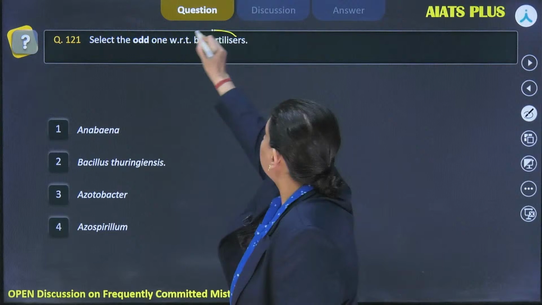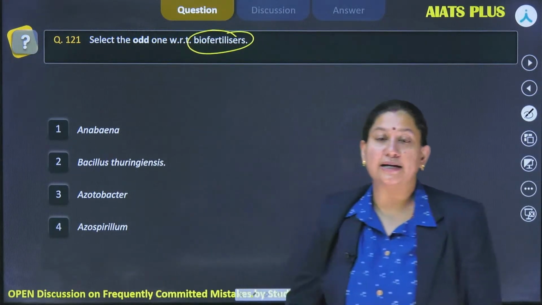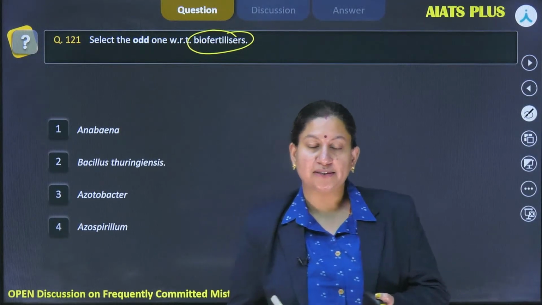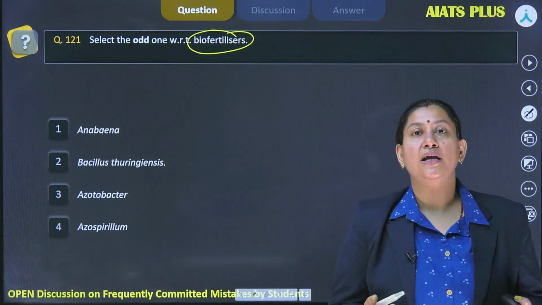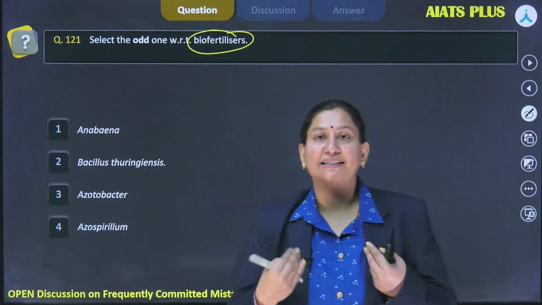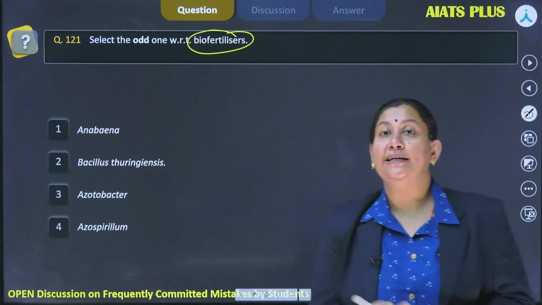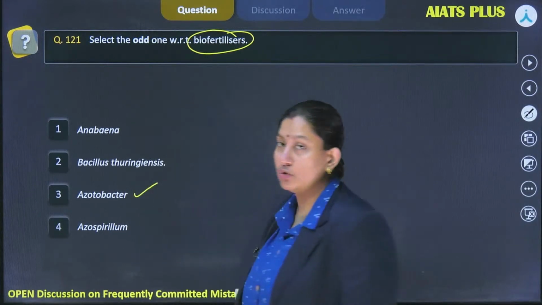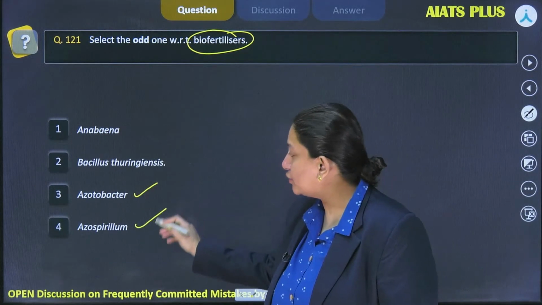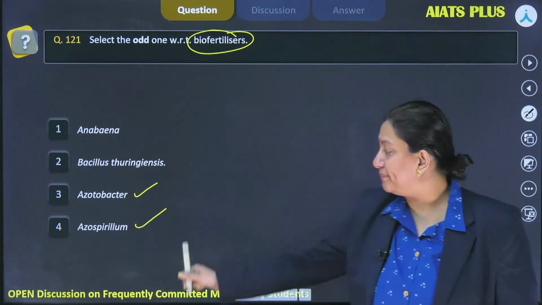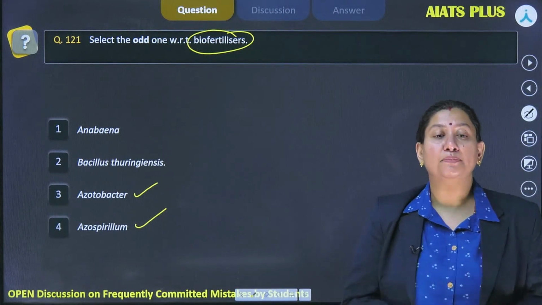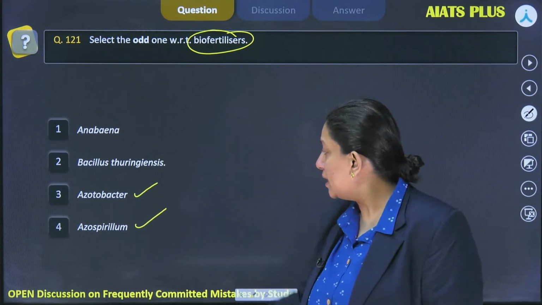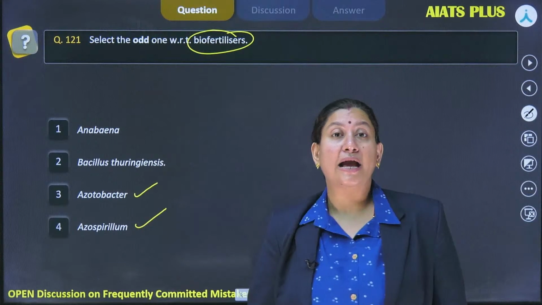When we talk about these biofertilizers, that means we are talking about the biological organisms themselves, which are going to increase the fertility of the soil by adding certain nutrients to it, right? For example, if we take azotobacter or azospirillum, both of them can add nitrogen, because these are nitrogen fixing bacteria, right?